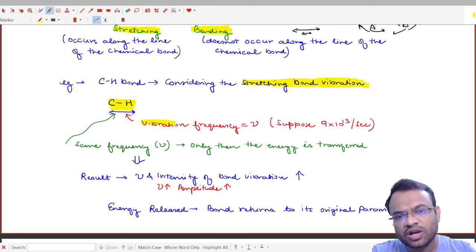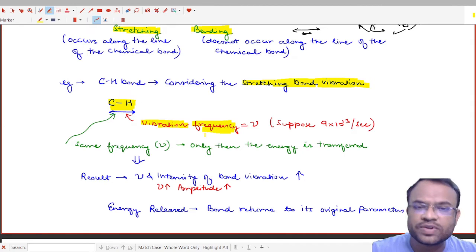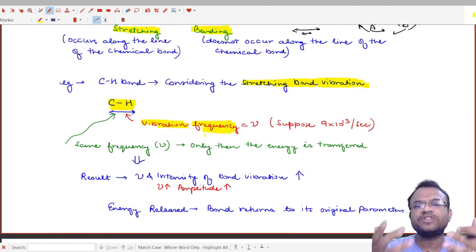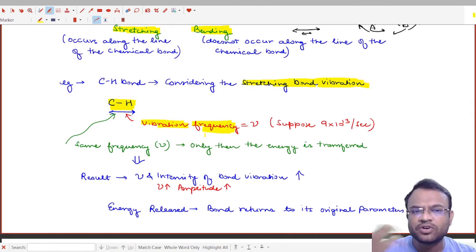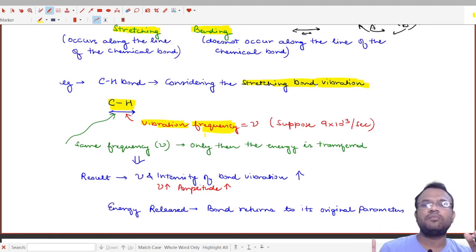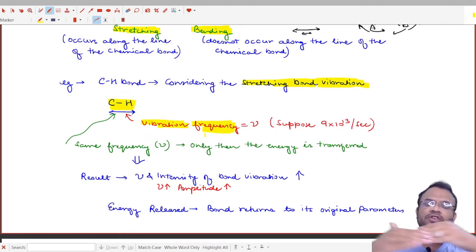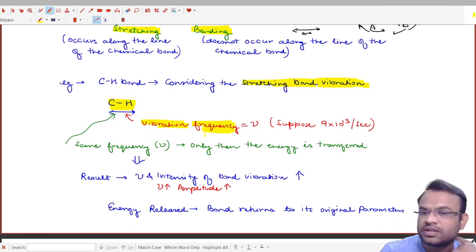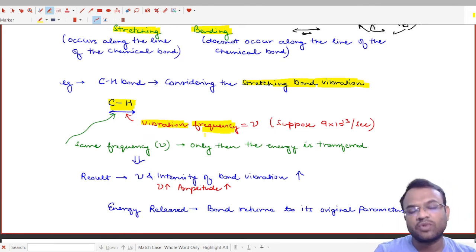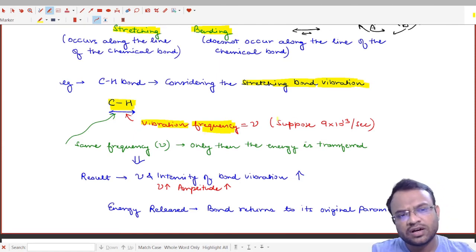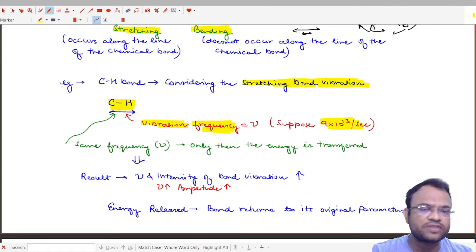And when I talk about vibration frequency, it means the frequency with which the bond is vibrating, because we are considering the stretching bond vibrations. So along the line of the bond, what is the frequency of the vibration? Suppose the frequency of the vibration is 9 into 10 to the power 13 per second. Suppose this is the frequency.